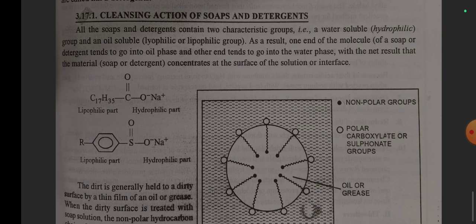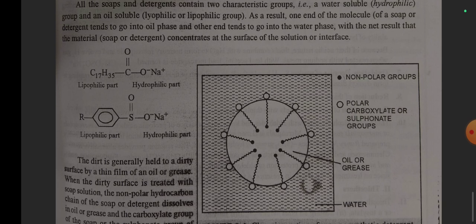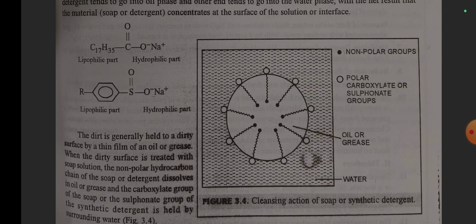Cleansing action of soap and detergents. All the soaps and detergents contain two characteristic groups, a water soluble and an oil soluble. As a result, one end of the molecule tends to go into the oil phase and the other tends to go into the water phase, with the net result that the material concentrates at the surface of the solution or interface.